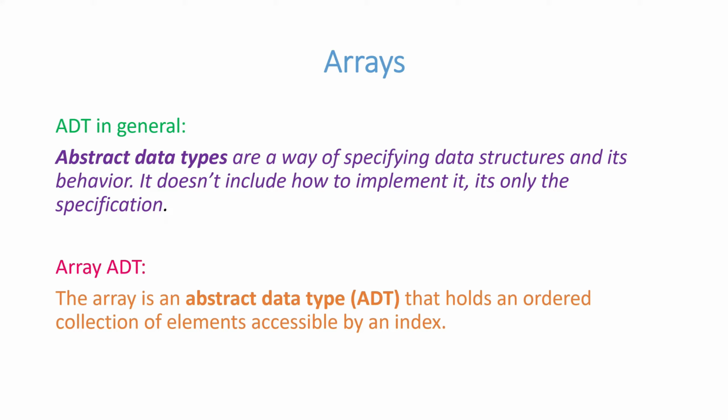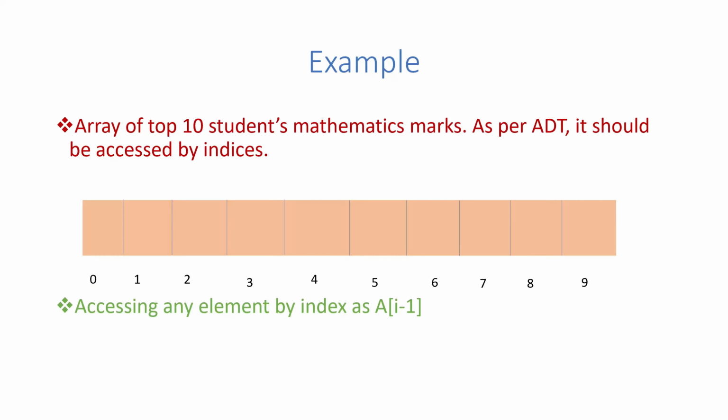And then the second point, that an element should be accessible by an index. I would like to explain it with the help of an example, and this example will also help you understand why we need arrays. Suppose you need to store the mathematics marks of 10 students. One way is to create 10 variables for it: A, B, C, D, up to 10. But the problem with this approach is there is no logical grouping.